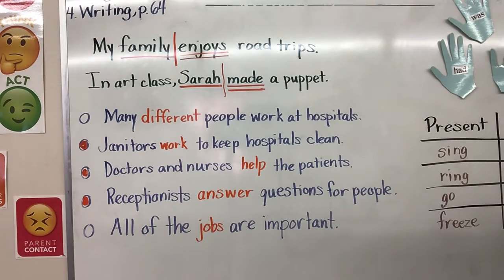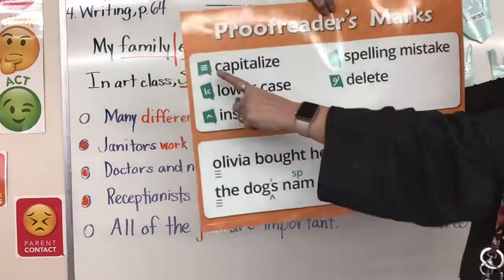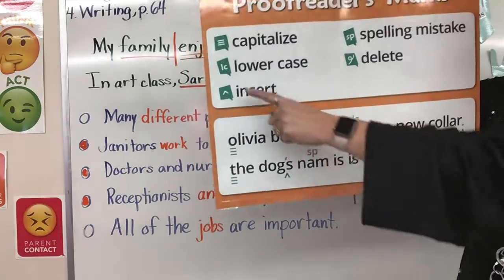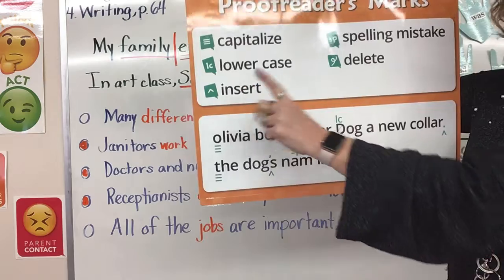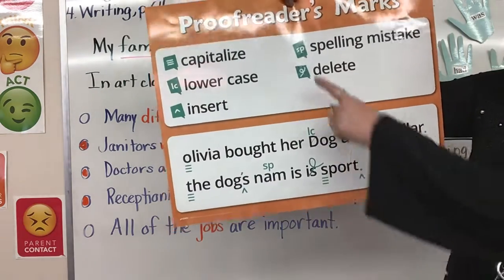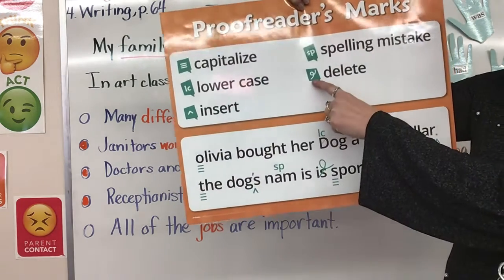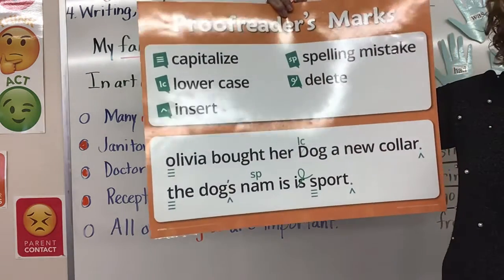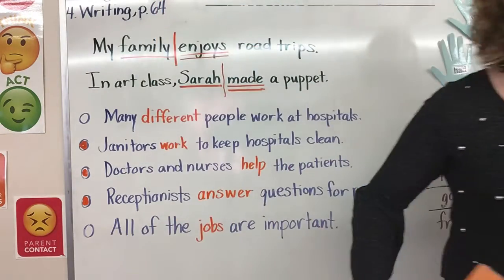The next thing we're going to look at is the section where we are going to do proofreader marks. So before I move the camera, let's remind ourselves of these proofreader marks. You have 3 little lines to tell me that it should be capitalized. LC means it should be lowercase. The little insert mark is for inserting missing punctuation. SP above a word means it's spelled wrong. And this little mark means take it away. You won't be using this one on this test. So don't take anything away.